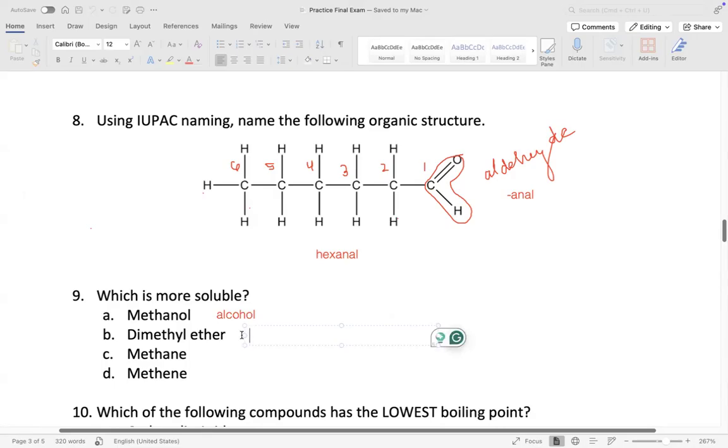Ethers, we didn't name them, but we talked about them in terms of comparing boiling point and melting point. So I see that this ends in the word ether, and so I can make a safe assumption that its functional group is an ether. And then we have ane, which is an alkane. And then ene, which is an alkene. All right. So A is an alcohol, B is an ether, C is an alkane, and D is an alkene.